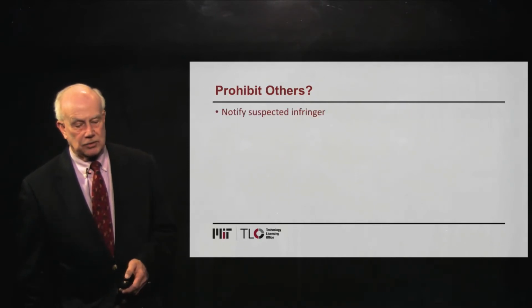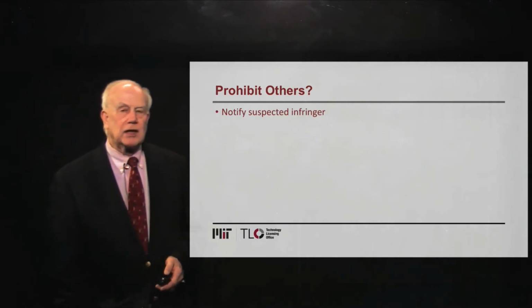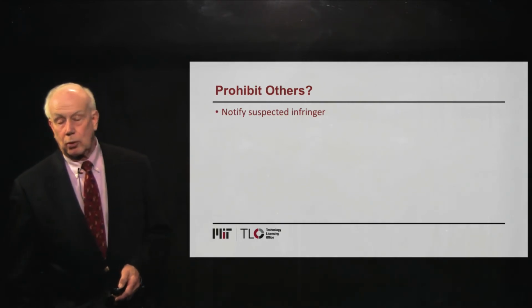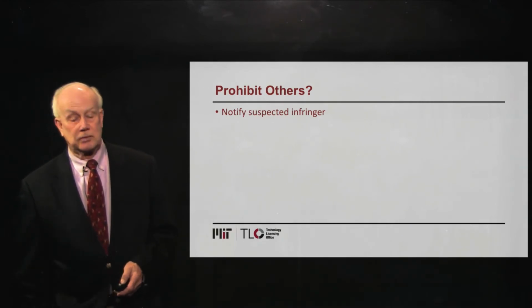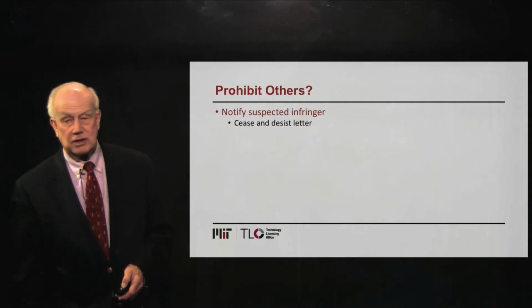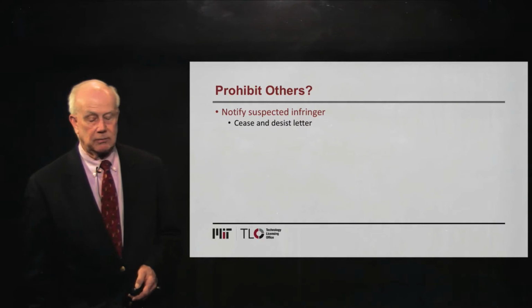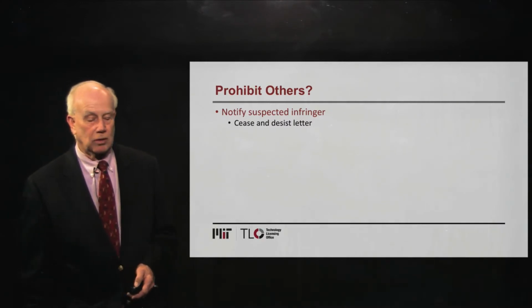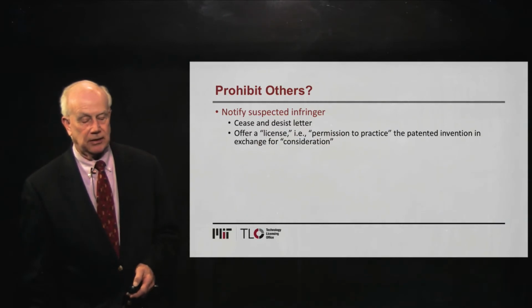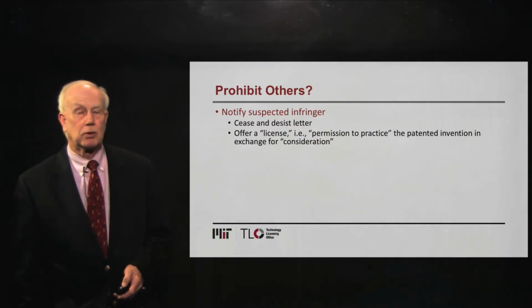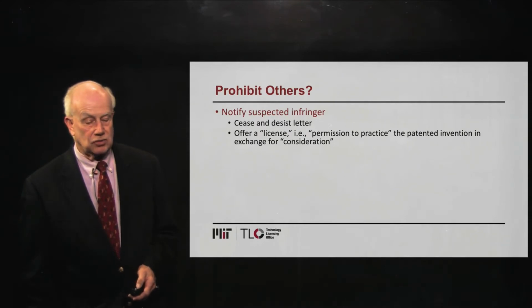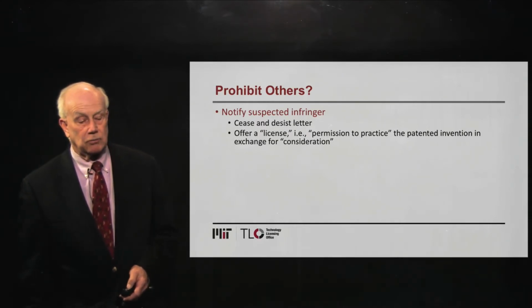So what does it mean to prohibit others? If you think somebody is infringing a patent that you have or doing one of the things that you are allowed to prohibit, you can notify the suspected infringer. You can send a letter to that infringer saying, please don't practice my invention anymore. That's often referred to as a cease and desist letter. You can offer a license to the person or company that is practicing your invention. And this license would be permission for them to practice the patented invention in exchange for some consideration, perhaps a royalty, perhaps a one-time payment, or other consideration.